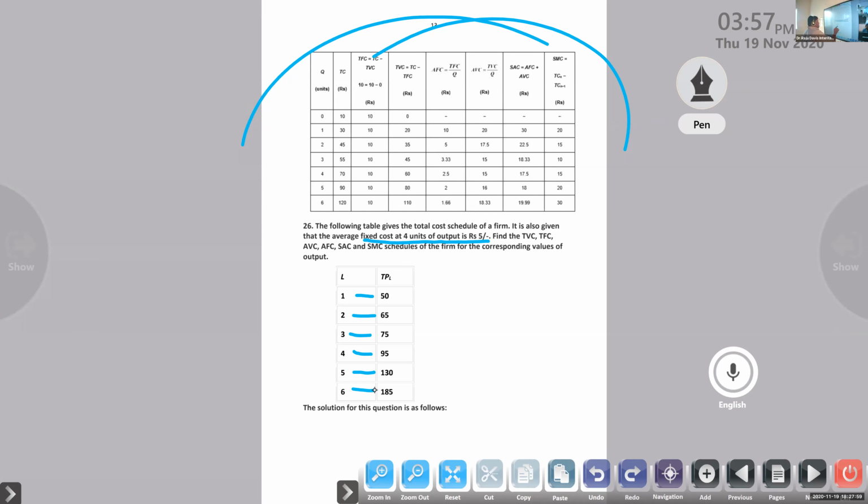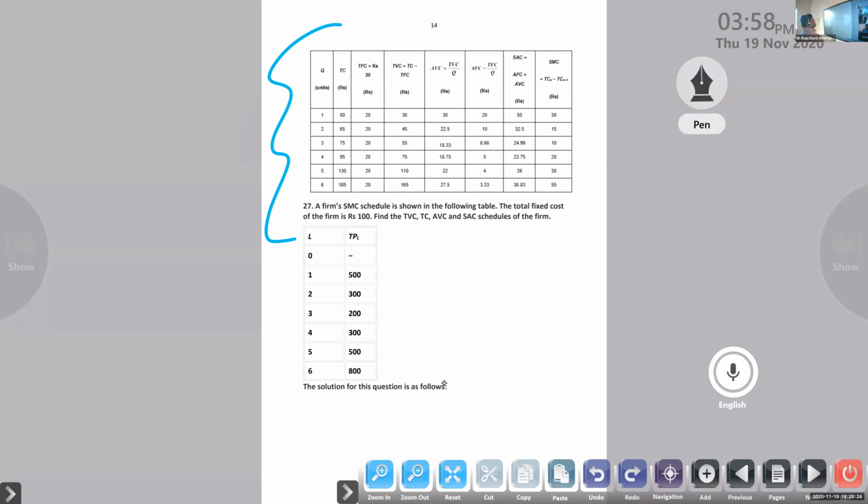So changing the values here: 75, 80, 95, 100, 120, 150. The application is there. This is the solution for that question. The same equations are there.